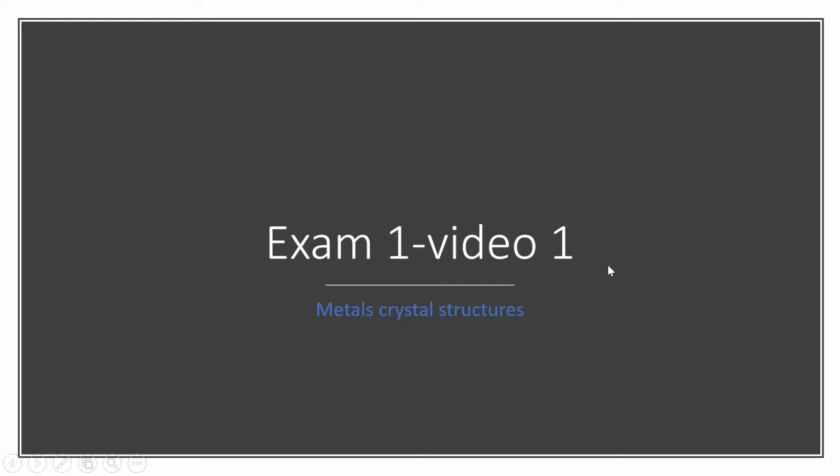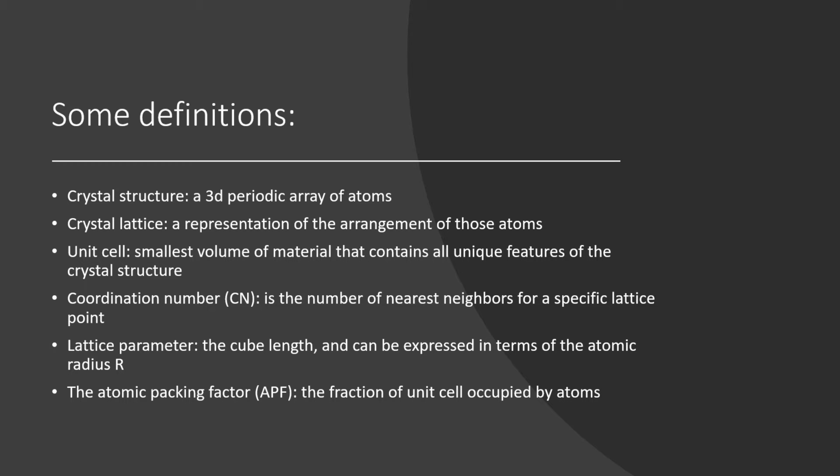Okay, in this video, we're going to be discussing the metal crystal structures. So let's begin with a couple of definitions. A crystal structure is a 3D periodic array of atoms. It contains a crystal lattice, which is a representation of the arrangement of those atoms.